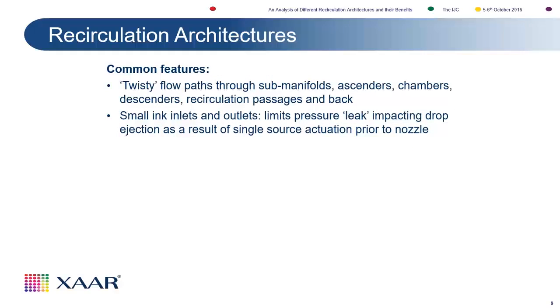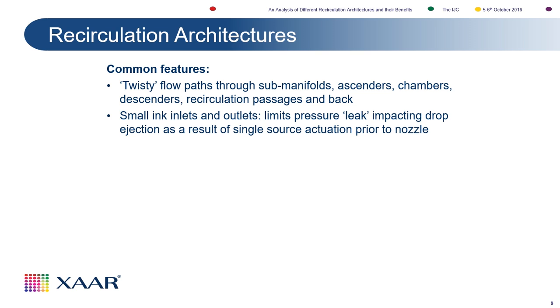So what are the common features in these, typically roof mode type, where the actuation is via the roof mode? Typically you can see they've got twisty flow paths through submanifolds, ascenders, and all these types of components. But quite importantly, they have small ink inlets and outlets. And you may say, well, what is the reason for that? That basically limits the pressure leakage from the actuation.